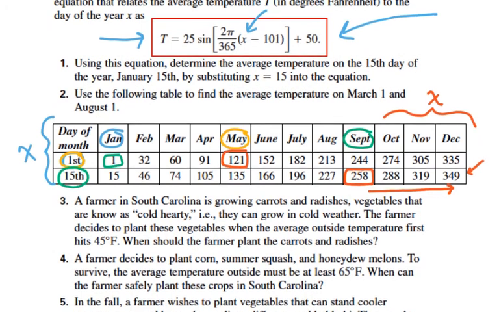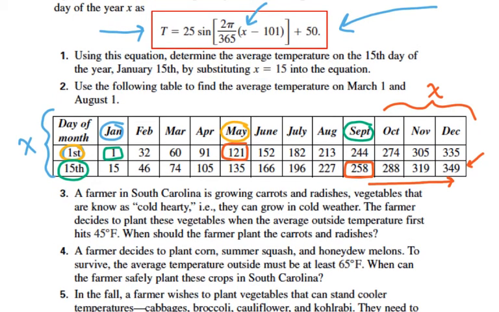So to walk you through it, in question number 1, let's just test out this equation. They want you to test it out by finding the average temperature, T, on the 15th day of the year. The 15th day of the year is the same thing as January 15th, by literally taking the number 15 and plugging in for X into the equation up here.